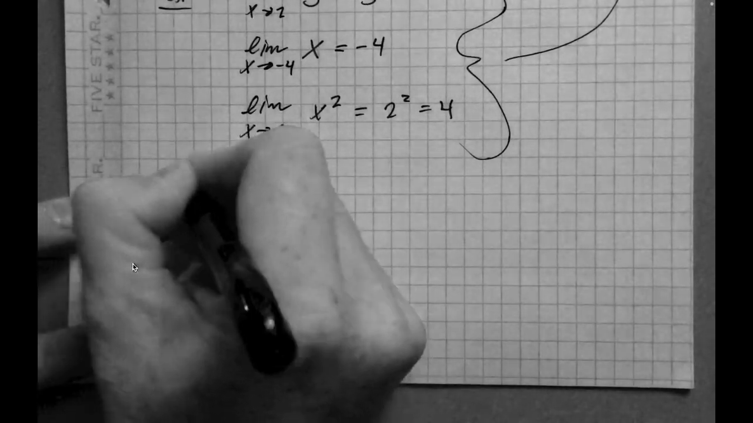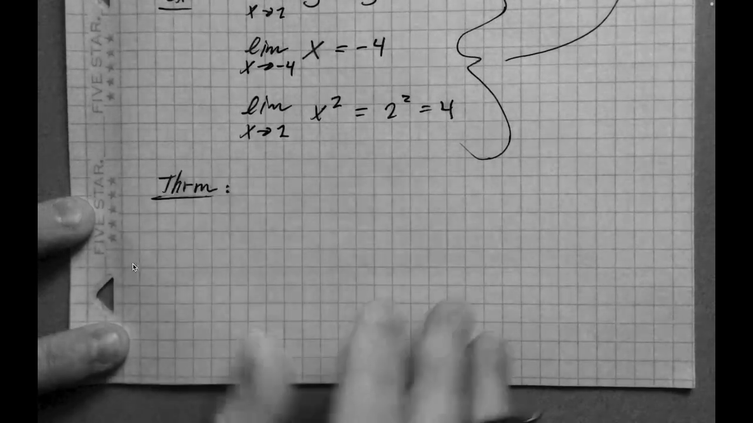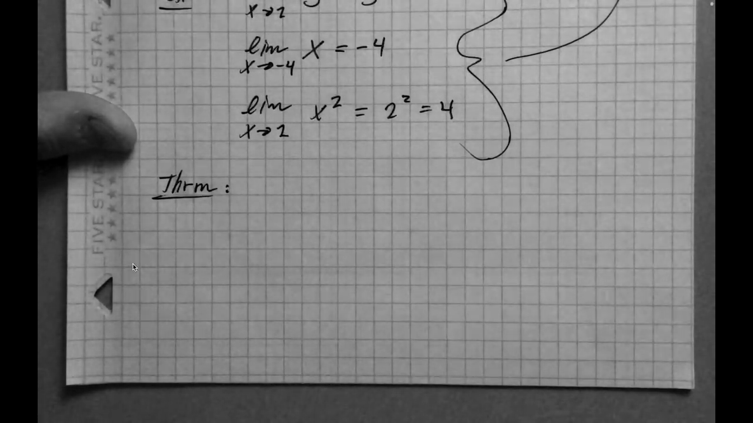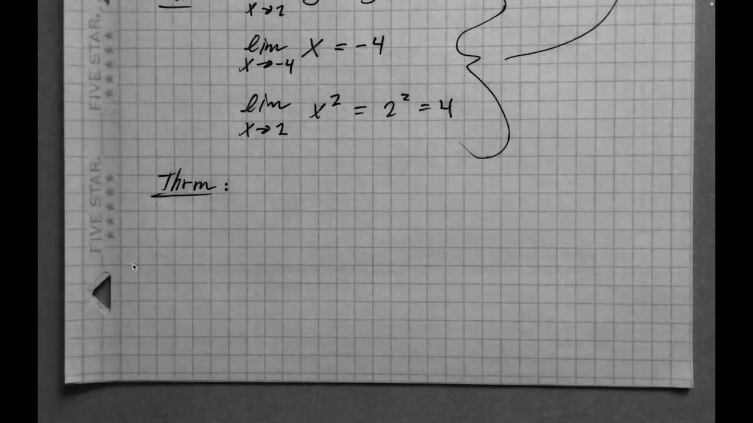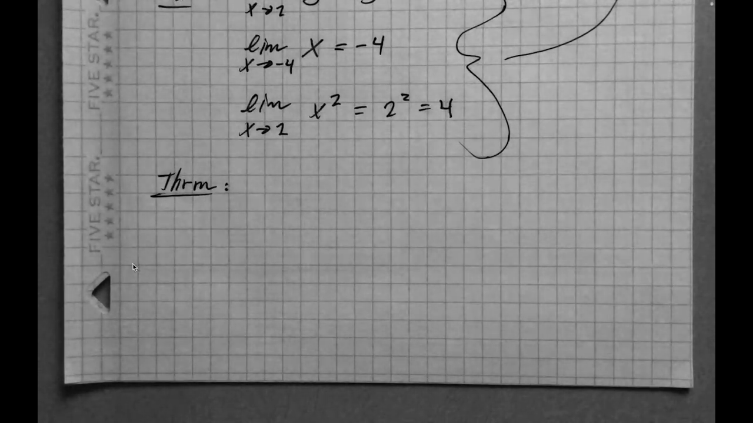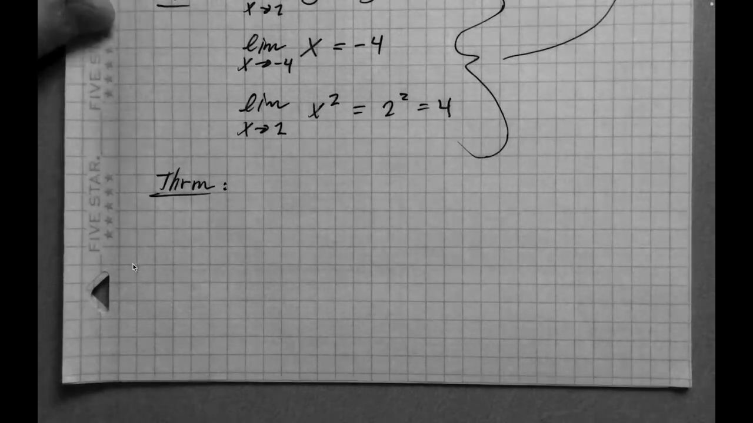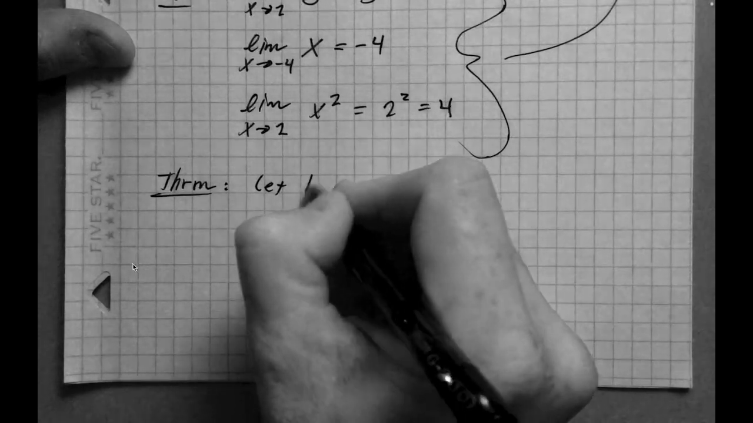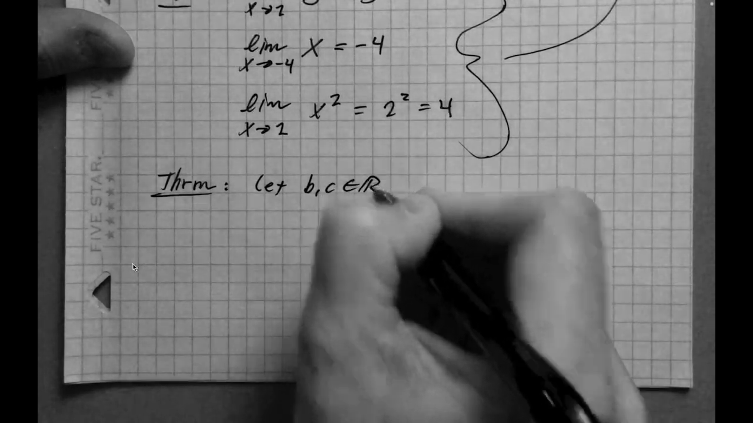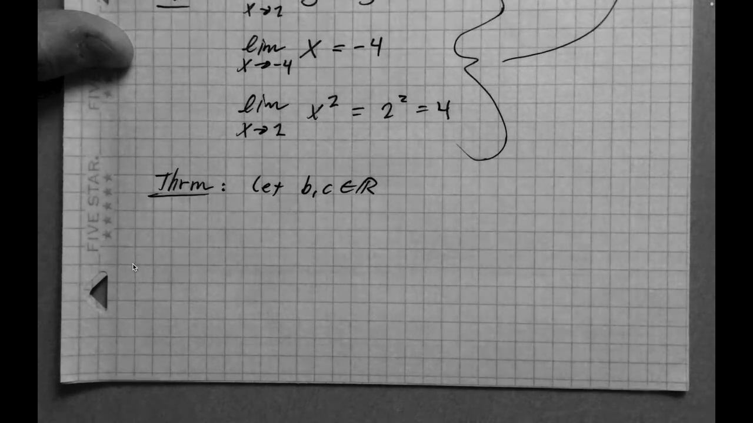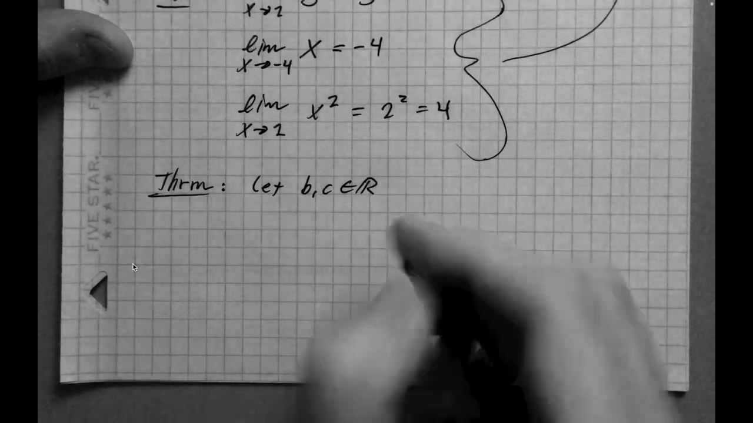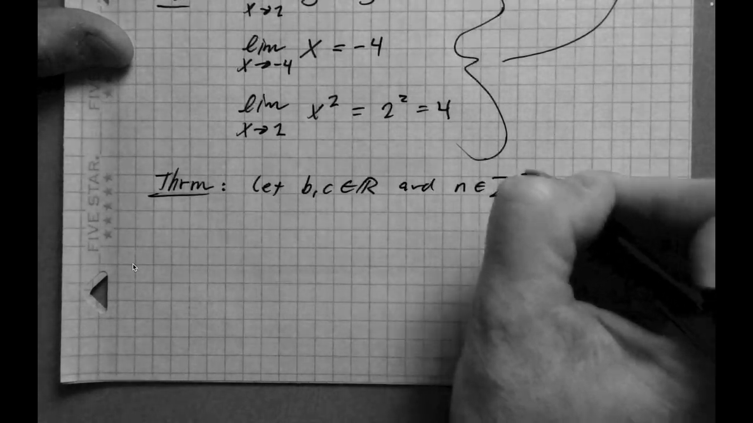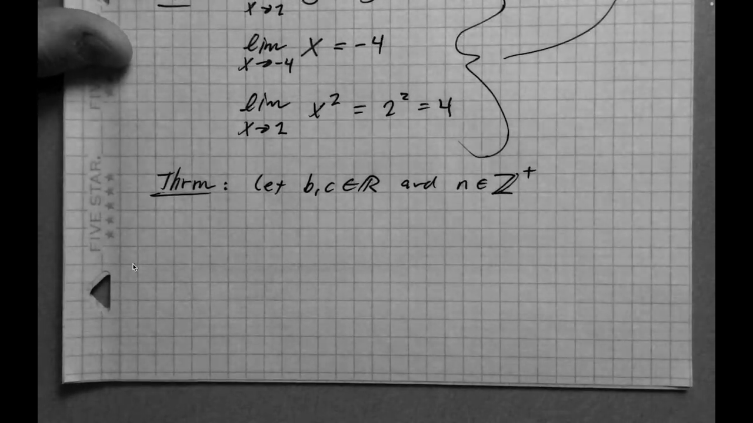Next, another theorem. In this one, let's go ahead and write this out. What we'll start doing next is combining functions with known limits. Let b and c be real numbers. I'm just going to write it like this: b and c are numbers in the real number system, in R. And we'll let n be a positive integer.